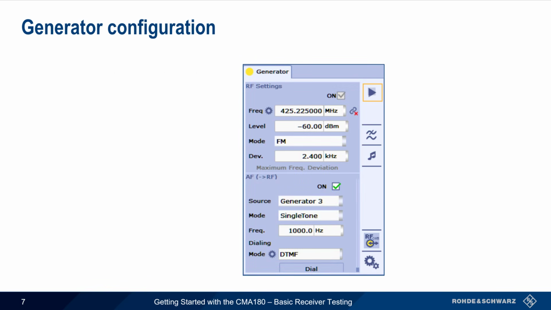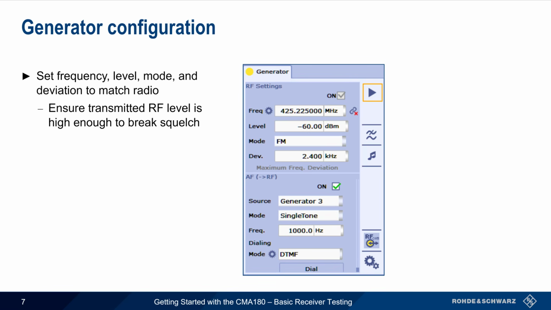In the generator panel, we first configure the frequency, the mode or modulation type, and the deviation to match the radio under test. We also need to configure an appropriate output RF level, especially if squelch has been enabled on the radio. By default, this carrier will be modulated by a 1000 Hz tone.